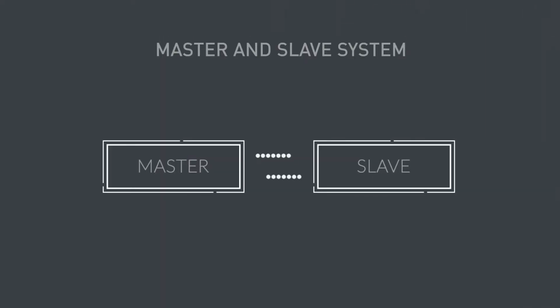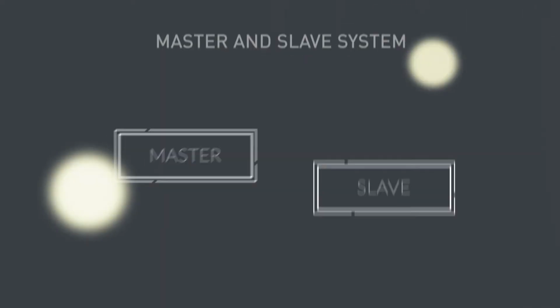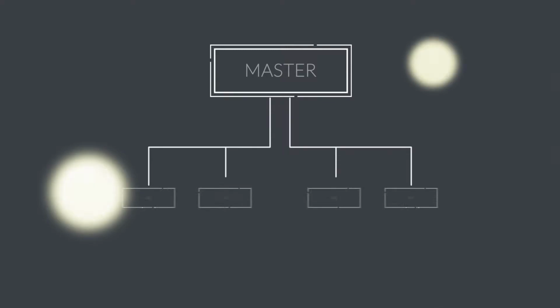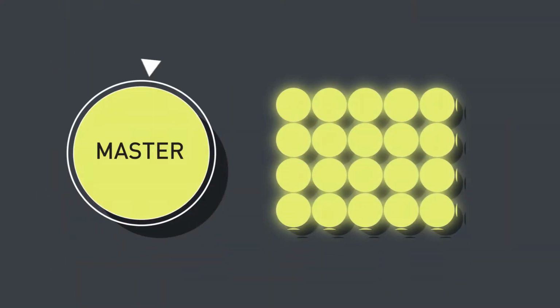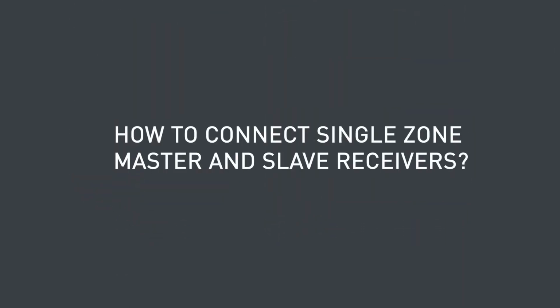Master and slave system does not have limitations. By using one signal from the master and connecting infinite slaves, you can synchronize colors and scenes for large, professional installations. How to connect single-zone master and slave receivers.